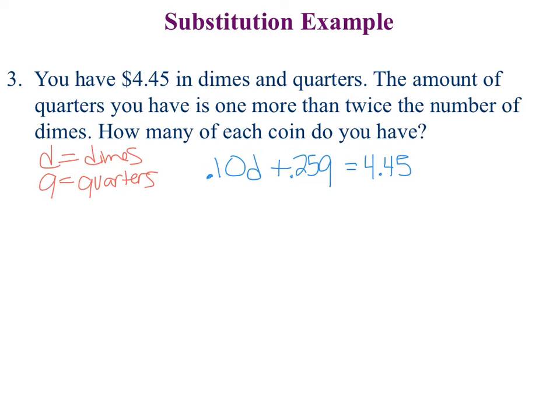Second sentence says the amount of quarters you have is, and here's that equal sign, so Q equals 1 more than, so 1 plus twice the number of dimes would be 2D. I don't have to include the values here because I'm not talking about a total value.